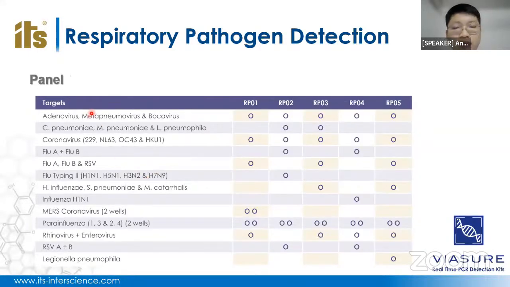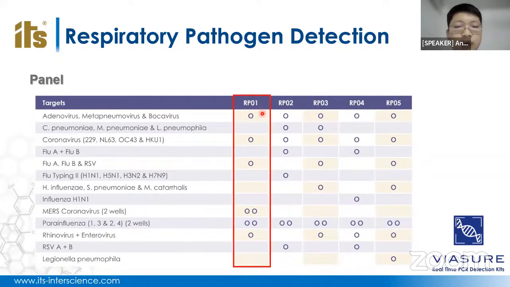Apart from the multiplex, we do have a bigger panel. Normally we call it a panel kit. Not only 4 targets, we can go for 10 plus targets. We have different panels here in Certest, and the most commonly used ones are RP1 and RP3. RP1 can detect adenovirus, metapneumovirus, bocavirus, the ones you see in the publications, the most common viruses you can obtain in Malaysia or globally. Coronavirus, flu A, flu B, RSV, MERS-CoV, and then parainfluenza, rhinovirus, and enterovirus. This is the panel.